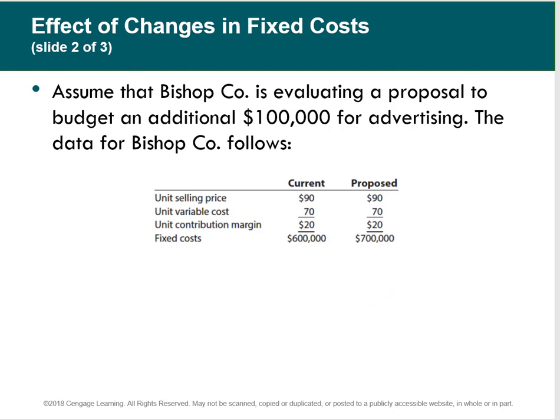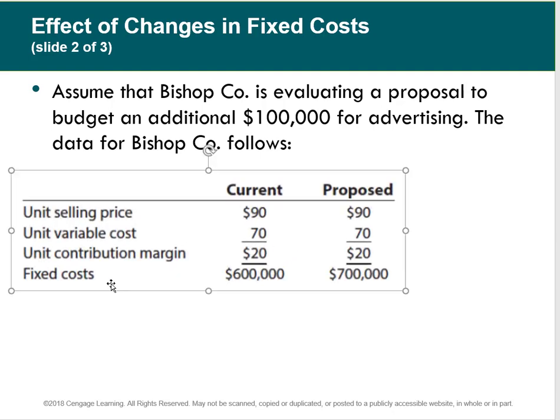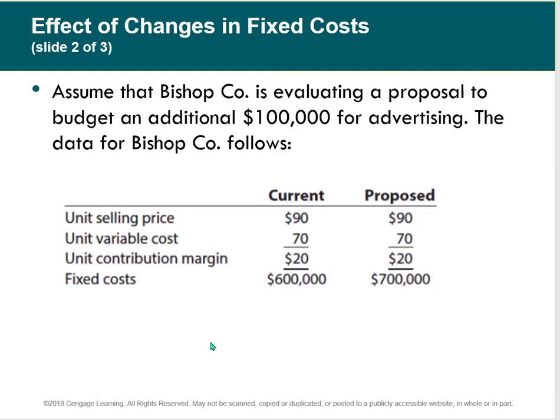Okay? Now, let's assume the bishop has a proposal to add an additional $100,000 for advertising. The data for bishop is as follows. So here's my current and proposed selling price. There's our unit variable cost and unit contribution margin. And in one case, our current fixed costs are $600,000. What if they change to $700,000? Let's see what happens.